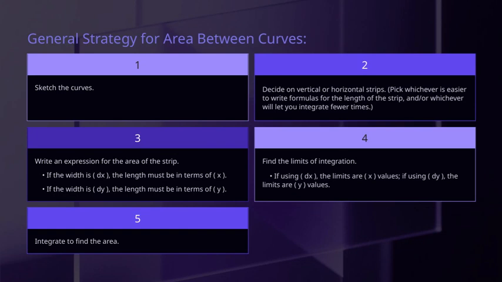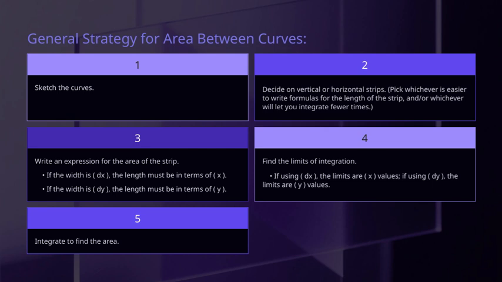Let's start by sketching the curves, which helps us visualize the area we're working with. Now, when choosing our limits of integration, if we're using dx, the limits will be based on x values. Conversely, if we're using dy, they'll be based on y values. Next, we need to find those limits of integration, which depend on how the curves intersect.